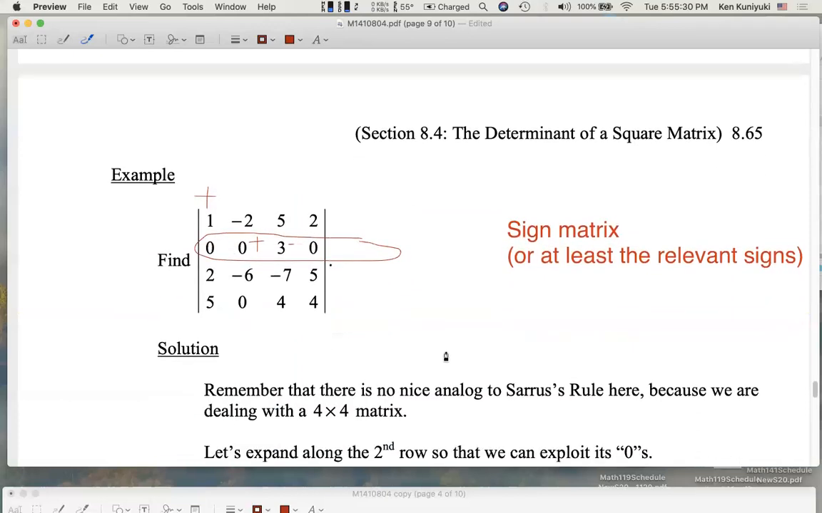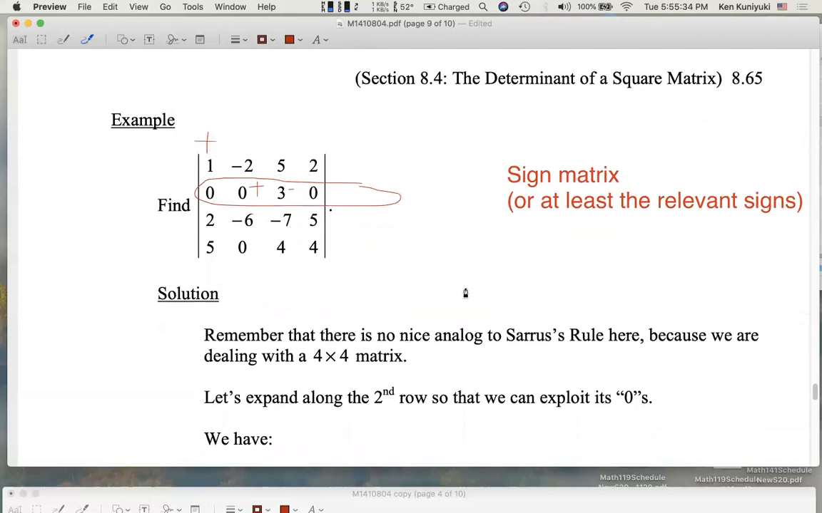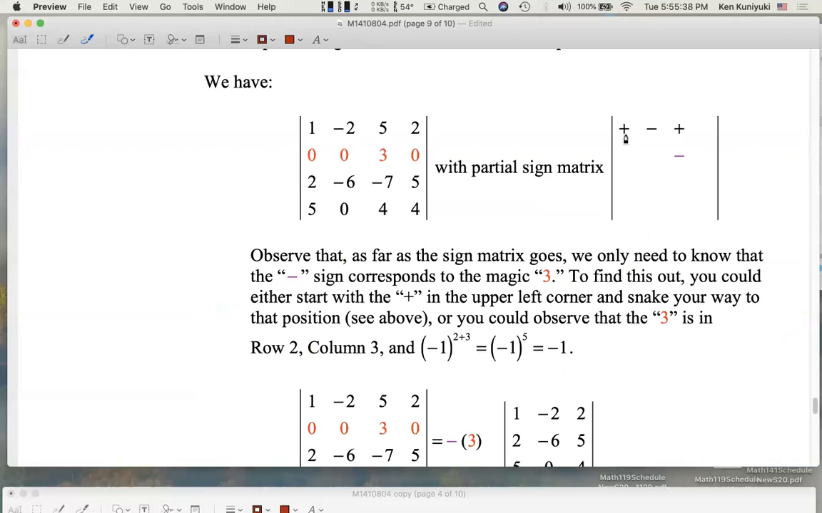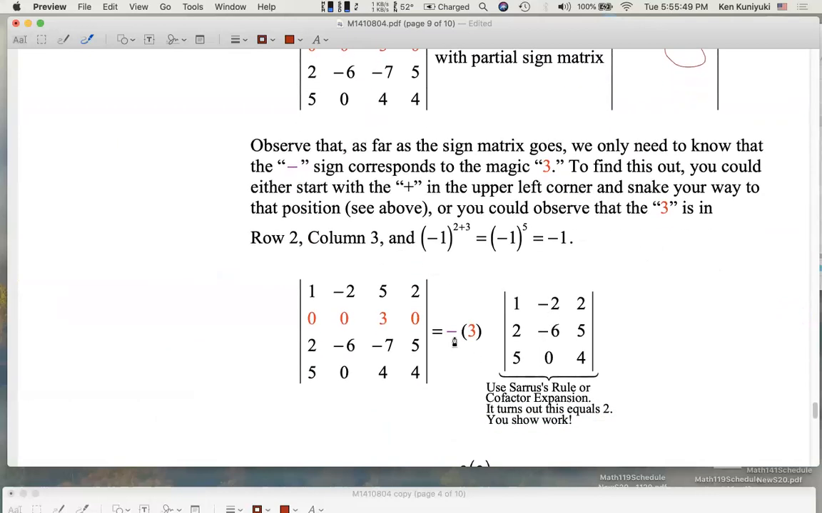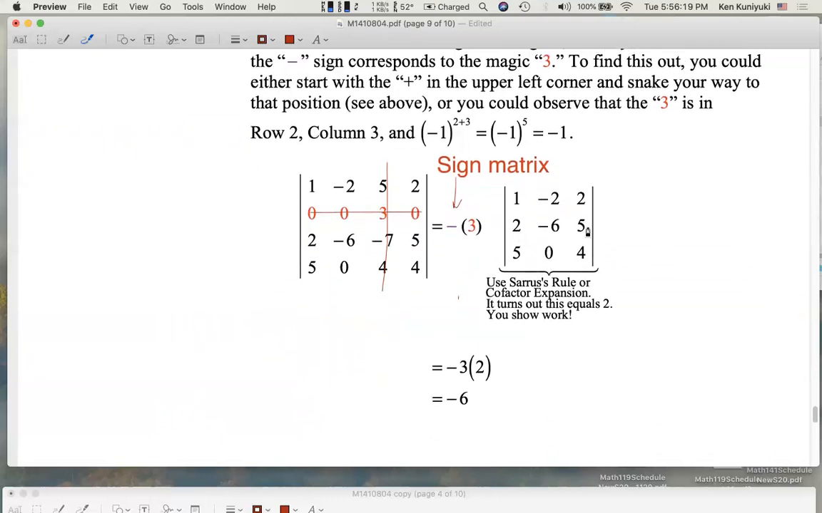All right. So you will have to do a sign flip there. There's a negative sign indicating a sign flip. Or you can walk like this, positive, negative, positive, negative. Okay, so we have the negative sign from the sign matrix. The number here, the magic entry, the only one that's really relevant, the 3, and the determinant of the submatrix you get when you delete the row and the column containing the magic entry. And you can attack this with either Sarrus's rule or another cofactor expansion method. Turns out this determinant's 2. Negative 3 times 2 is negative 6. Of course, work this out.